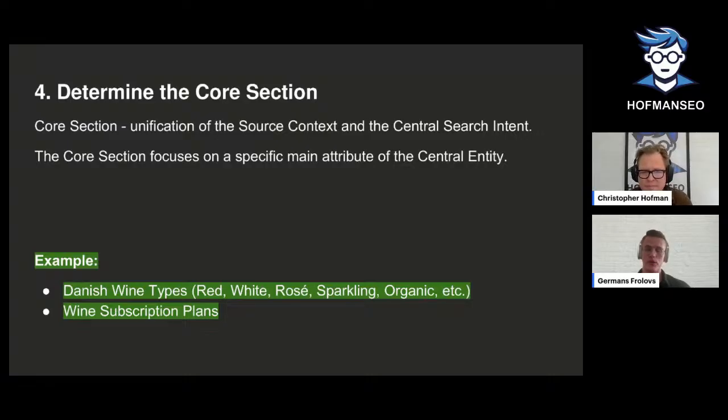Number four would be to determine the core section. The core section is the unification of the source context and the central search intent. The core section focuses on the main attribute of the central entity. In our case, the central entity is Danish wine, and the main attribute would be types of Danish wine, including red wine, rosé wine, Danish sparkling wine, Danish organic wine, and many others. You are the expert here, Christopher, so you could add many more.